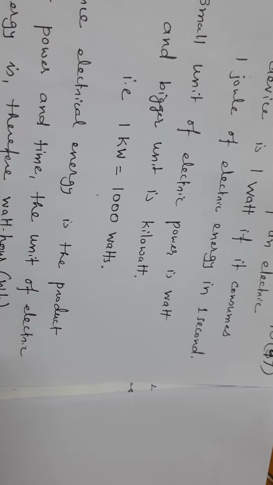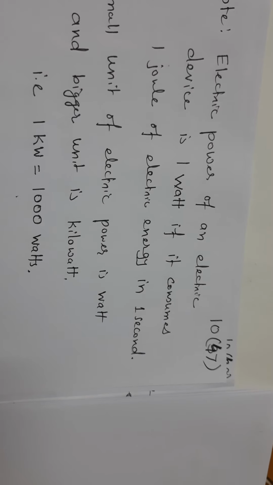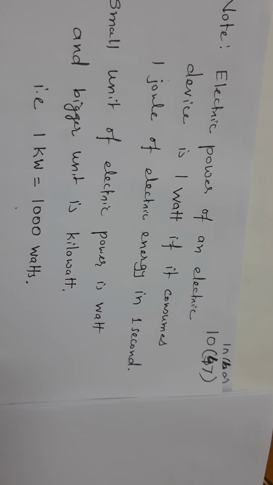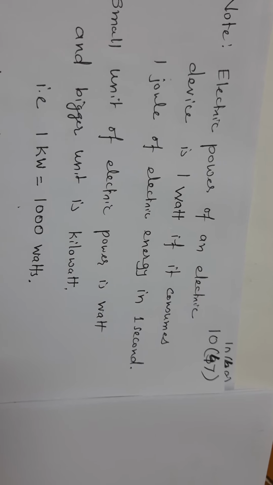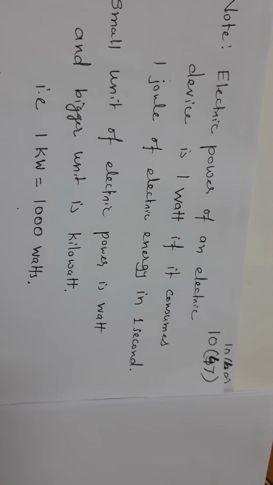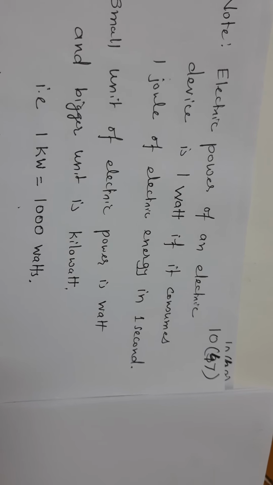So now we are seeing the definition of unit of power, that is consumption. Electric power of an electric device is 1 watt if it consumes 1 joule of electrical energy in 1 second. So what is 1 watt? We are defining 1 watt. Electric power of an electric device is said to be 1 watt if it consumes 1 joule of electrical energy in 1 second. So consumption of 1 joule of energy in 1 second, that we call 1 watt. Small unit of electric power is watt. The bigger unit can be kilowatt, and 1 kilowatt is 1000 watts. Do remember.